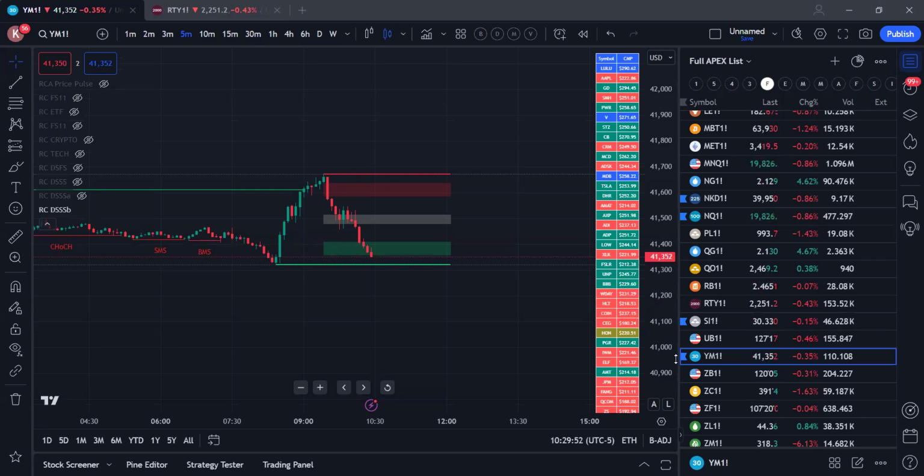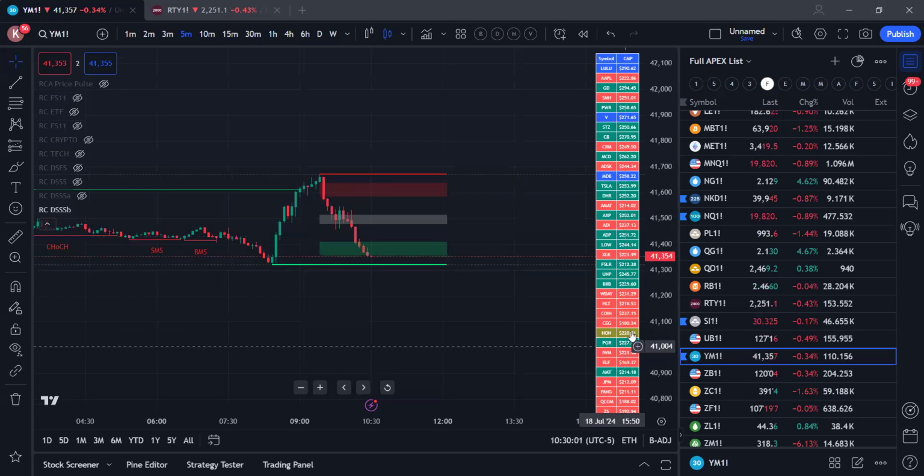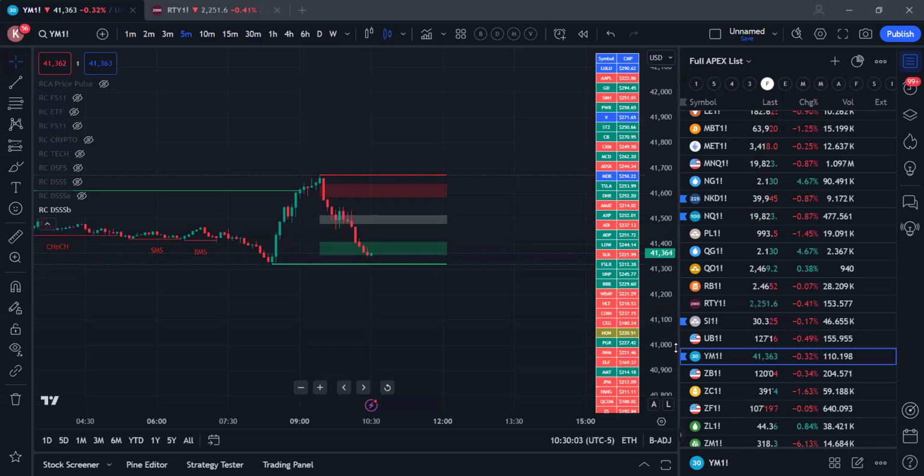right? This is your step number one. You will enable the scanner. You will put whatever tickers you want, whether you like futures or India stocks, US stocks, whatever it is, you will add them.